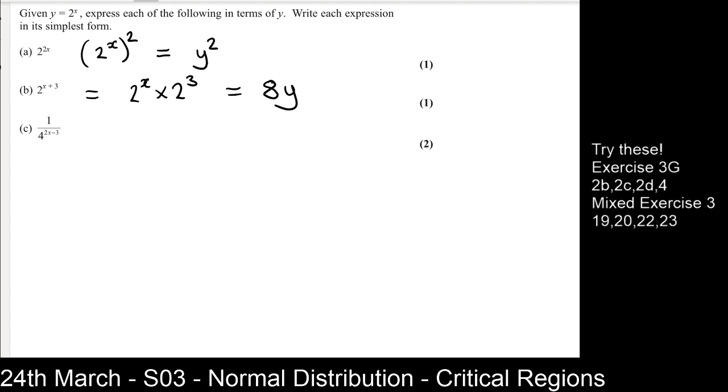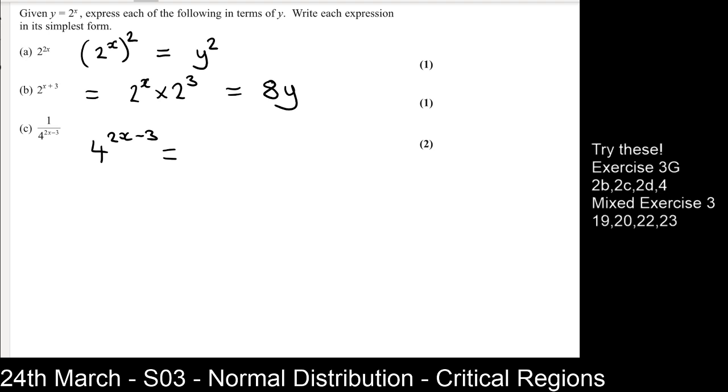Then we have the last one. Now this is 1 over 4 to the power of 2x minus 3. But what I'm going to do first is just think about what 4 to the power of 2x minus 3 would be. Now this question is 2 marks, so there's going to be a little bit more work to do than the other two. There will be a number of different ways you could do this. This is just one of the ways you could do it.